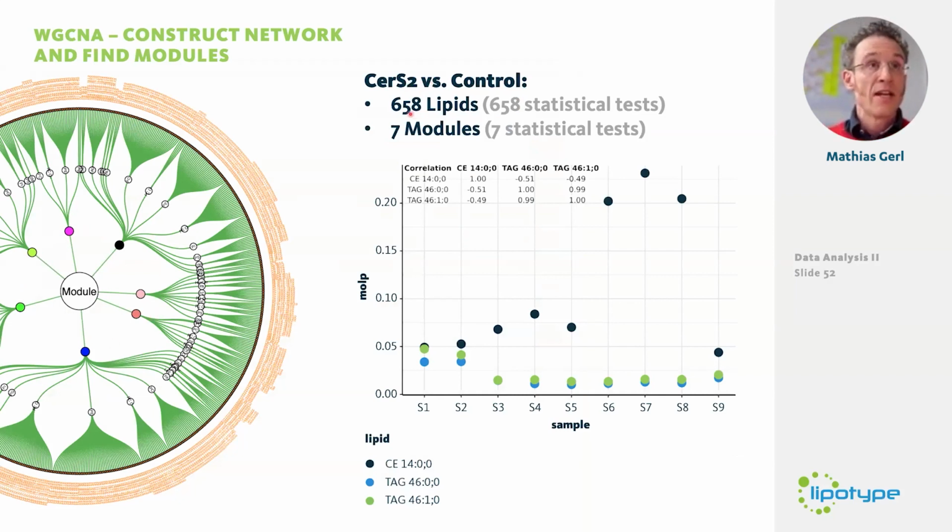So in our case, we had about 650, let's say, modules and lipids, and you construct about 7 modules for that. And that you do based on correlation. So these two triglycerides are nicely correlated. They would end up in one module. And this cholesterol ester here would probably end up in a different module because it behaves very differently across the samples. So, and then you would calculate something which is called module eigenvalues and correlate them with the outcome.